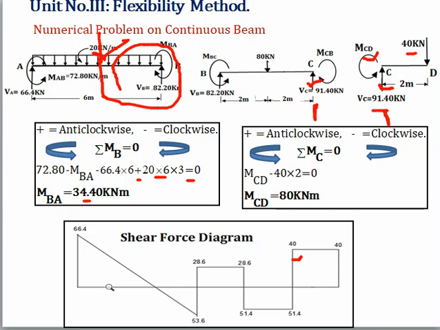Now our interest is to find out MCD. So take moment about C. MCD is anti-clockwise positive and this point load creates moment about C in a clockwise sense. So MCD minus 40 into 2 is equal to 0. So MCD is equal to 80 kilonewton meter. Okay. Now move toward the shear force diagram.